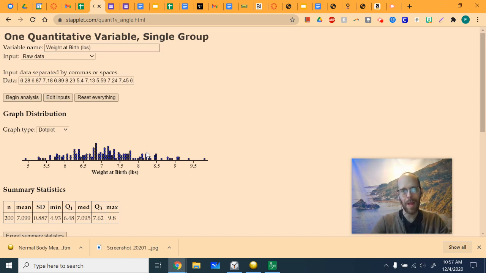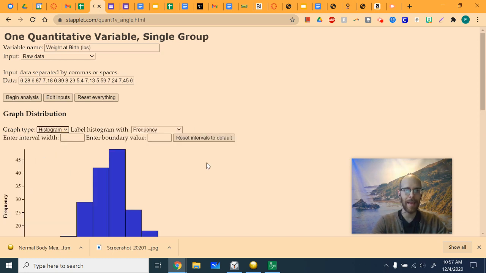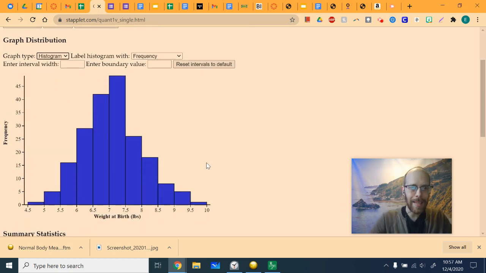I think that the dot plots are a little hard to read on Stapplet, so I am going to ask you to make a histogram. Now, when you make these histograms, sometimes they don't show as much of the shape as I would like. So I just want to remind you guys that up here, you can adjust the width. So let's use as a boundary value, that means like one of the numbers that has to be included, something like 5, a whole number, right? And then for the interval width, it looks like it's at 0.5.